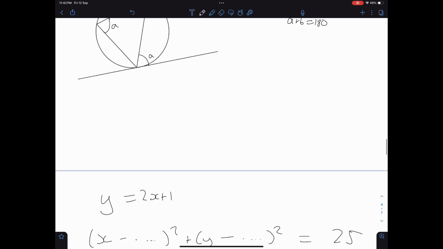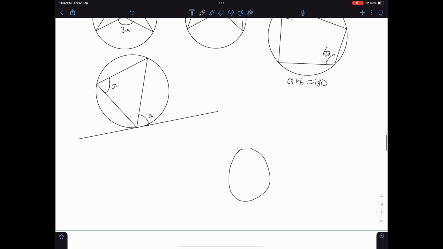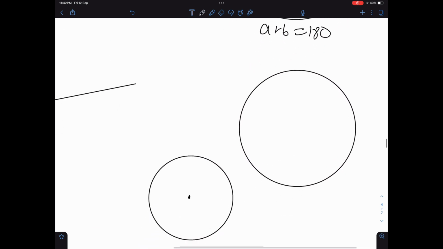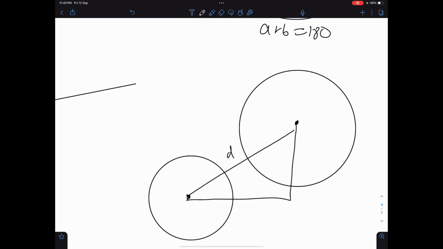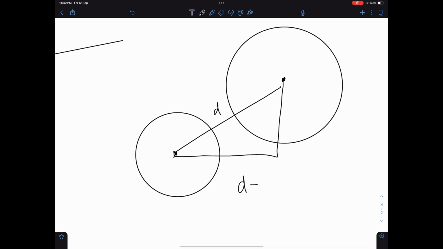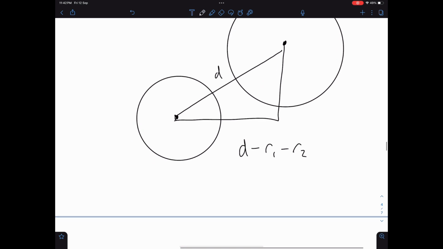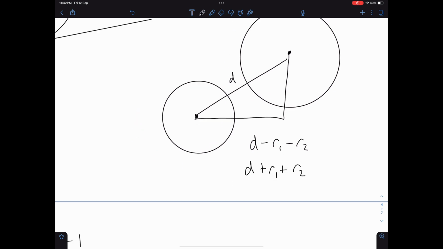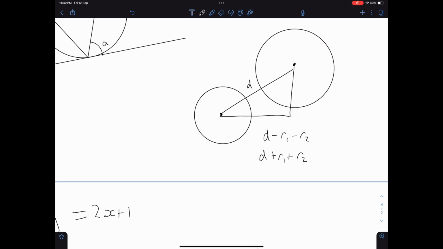The closest distance, by the way, between two circles would be whatever this distance is, d minus r1 minus r2, and the greatest distance would be d plus r1 plus r2. That seems obvious, but maybe it isn't.